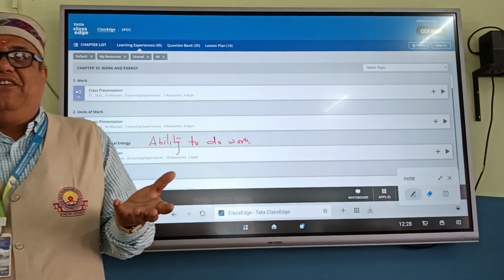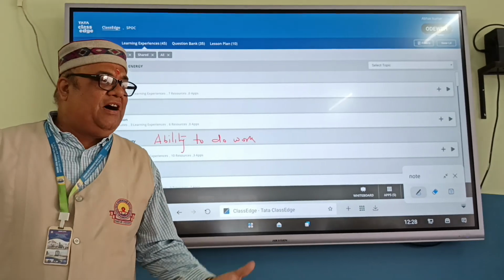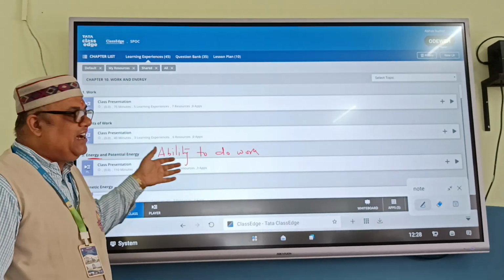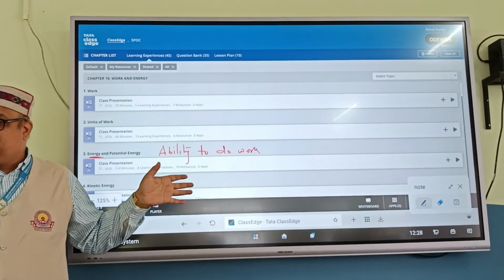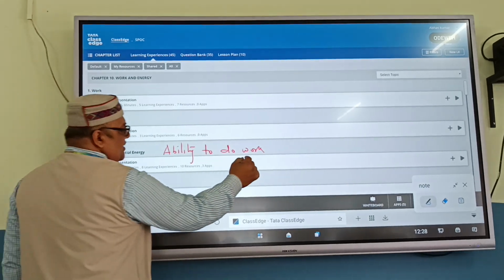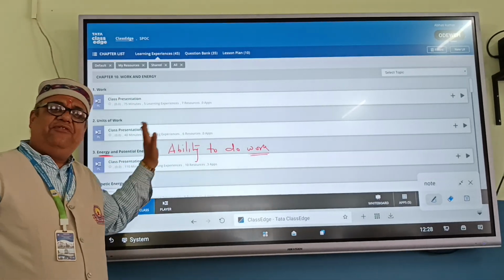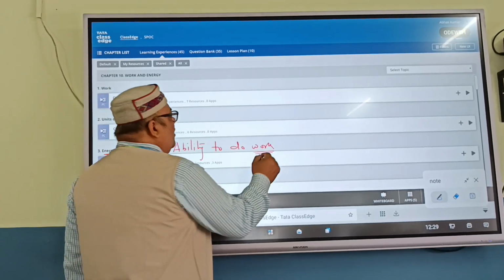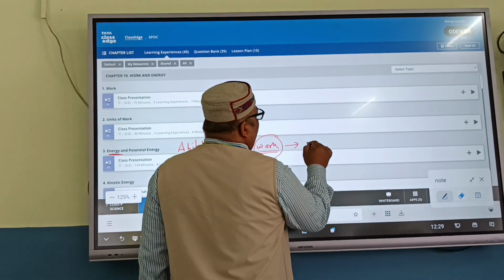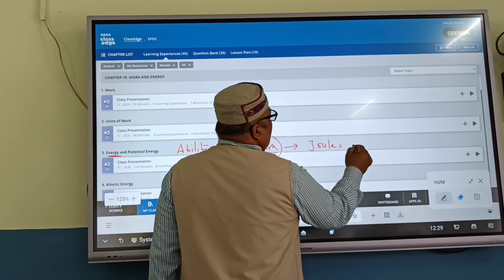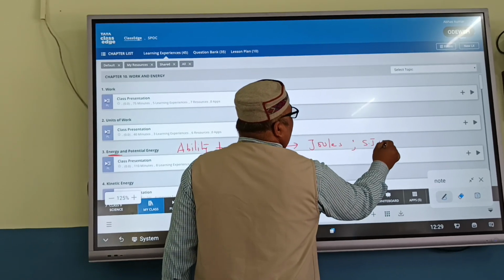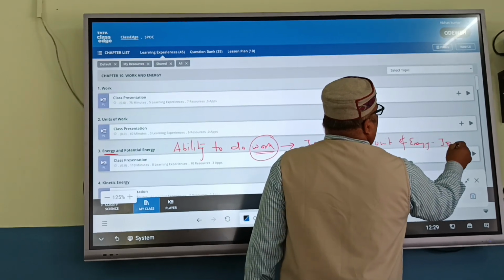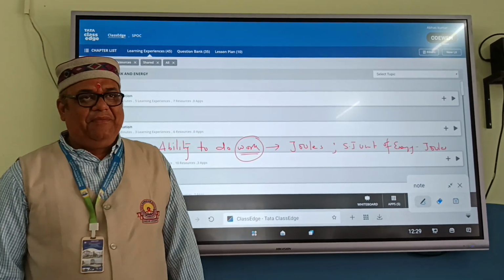Now when we do some kind of work, either the energy is released from our body or the other body absorbs the energy. Yes or no? So energy is the ability to do work. Whatever the SI unit of work we have got, the same SI unit holds good for energy as well. So if the SI unit of work is joules, similarly the SI unit of energy will also be joules. Yes or no? Am I clear to everybody?